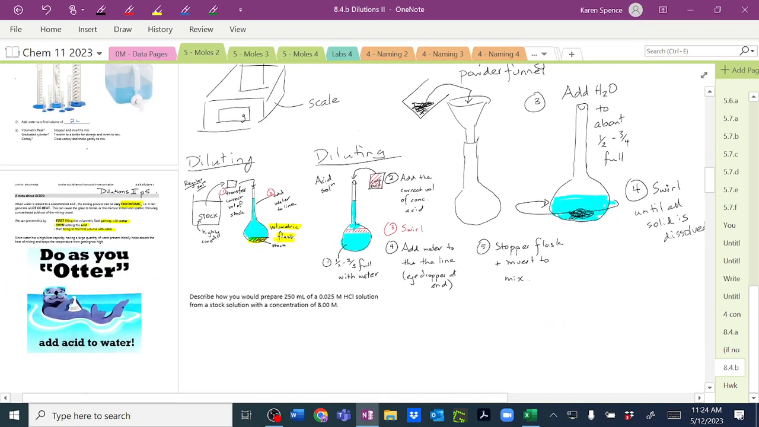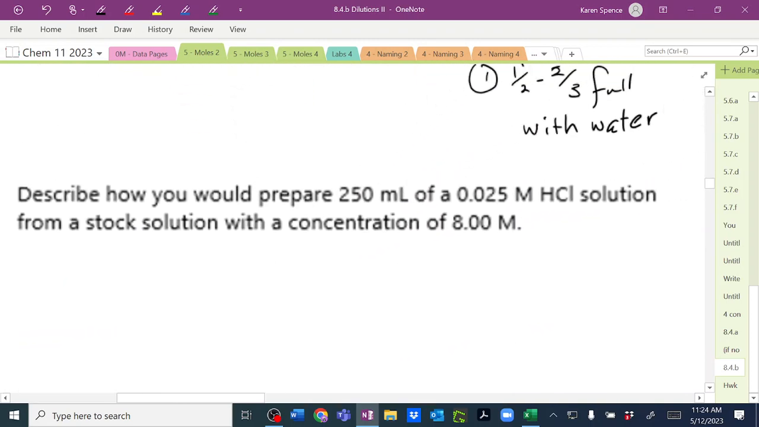Now we are also going to do a quick review of how to prepare a solution by diluting. Do you think you guys could try this one on your own? Do you want to try it? Describe how you would prepare 250 milliliters of 0.025 molar HCl solution from a stock solution with a concentration of 8 molar. This is not a question you have on your page. I am sorry. I meant to include it, and then I did not get around to it, so you'll just want a piece of paper. Okay, there's actually, I think the last page is your plan, so if you want to use that.